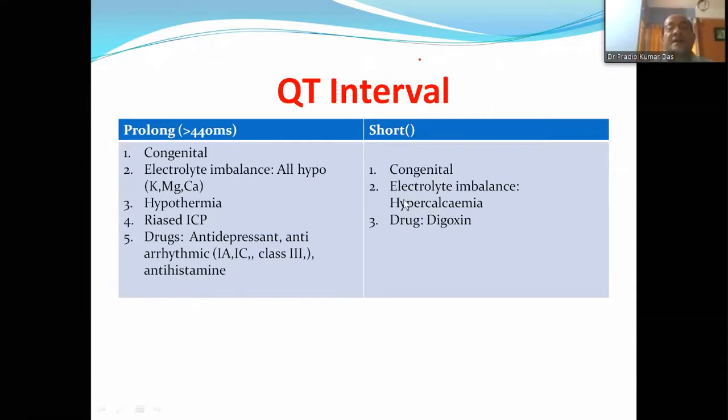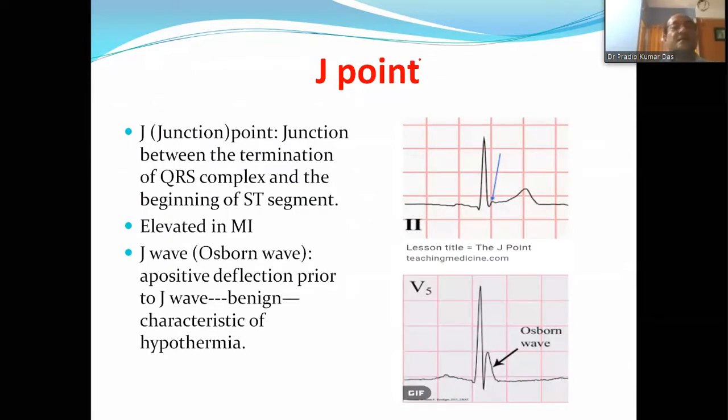So another thing is the J point. Here is the J point. J is for junction, the junction point between the termination of the QRS complex and the beginning of the ST segment. Here it is, the J point. It is elevated in MI, and when we are confused whether it is elevated or not, we should look at the J point. And there is another almost physiological cause, the J wave or Osborne wave.